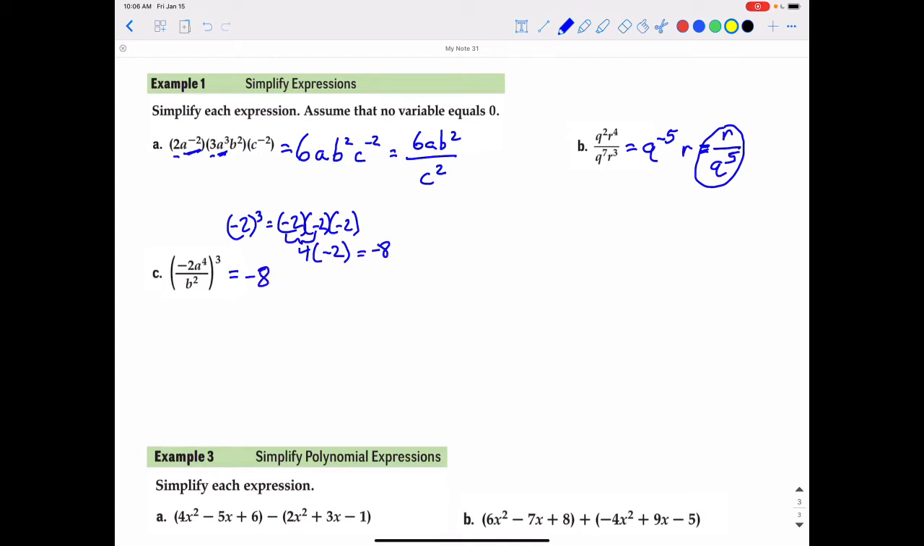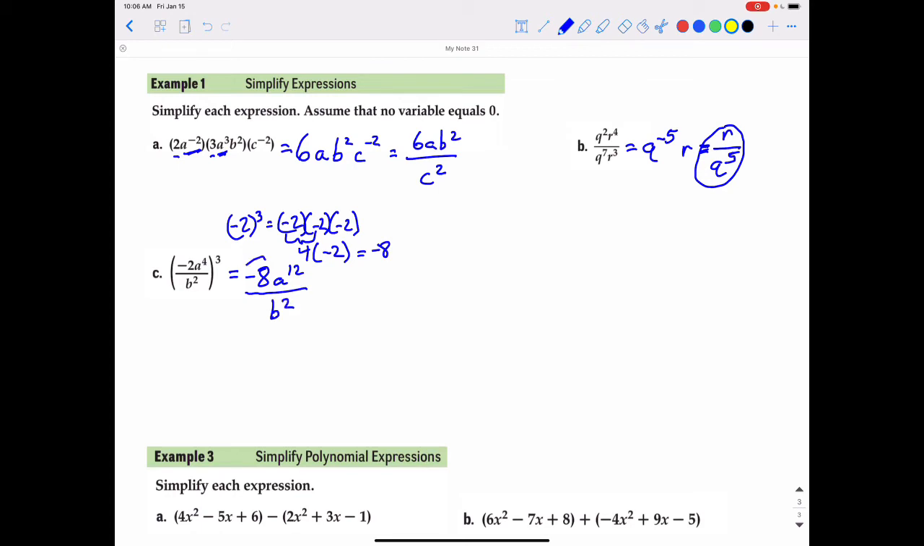So I did not just take 2 times 3 and say that's my answer. It's negative 2 times itself 3 times. A to what power? So we do have a 4 and a 3, and they're both sharing the a, so that's why we multiply the exponents, so that's a to the 12th power, all over b squared.